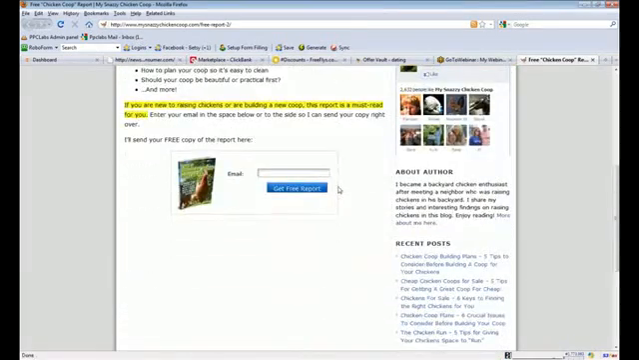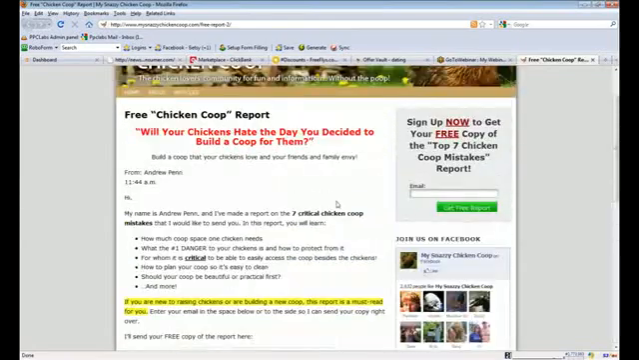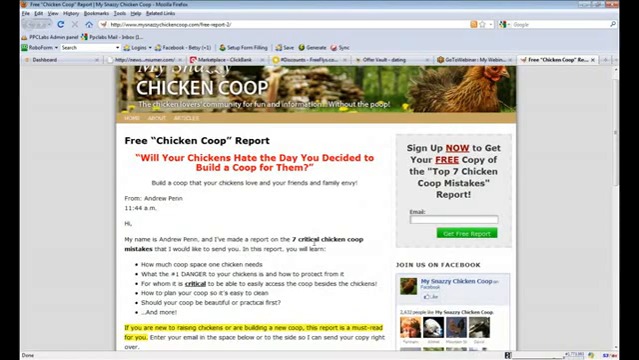All right, and what you'll see here is it's basically an opt-in page for a free report. Now, in this case, because at this point it's not really obvious, is this an affiliate or is it not an affiliate? Maybe it's somebody that's selling their own chicken coop info product or whatever.